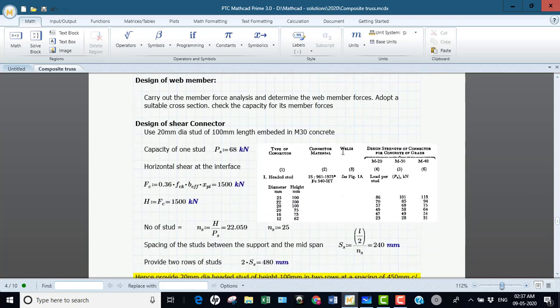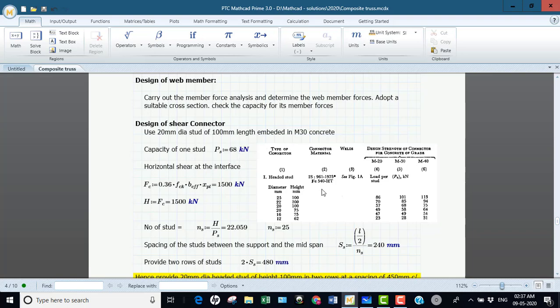Then coming to the next limit state, that is the horizontal shear check, which will lead to the design of the shear connector. Here in this problem, I am assuming a 20 mm diameter stud, 100 mm length, embedded in M30 concrete. This is the table I have referred to get the capacity of the headed stud connector.